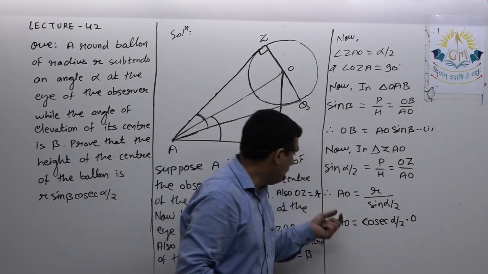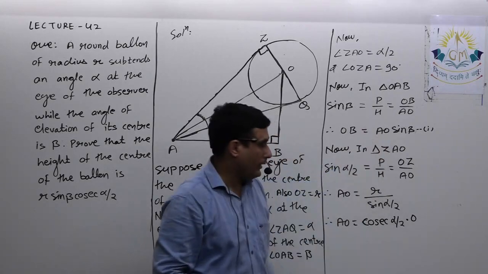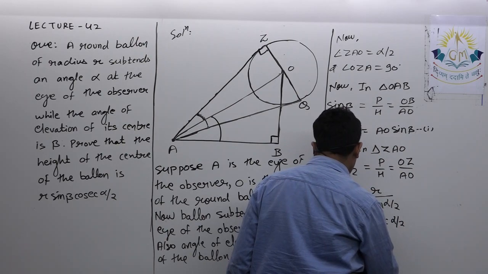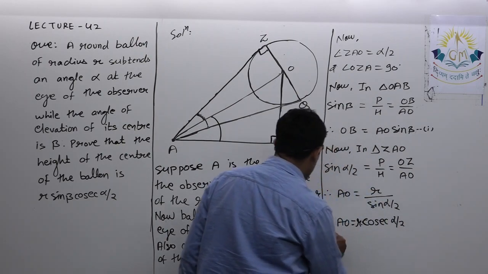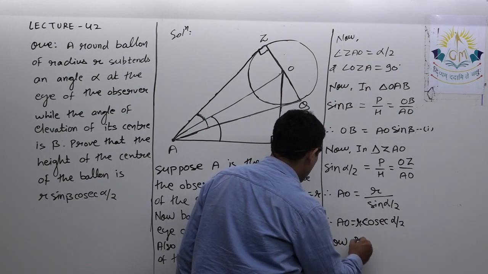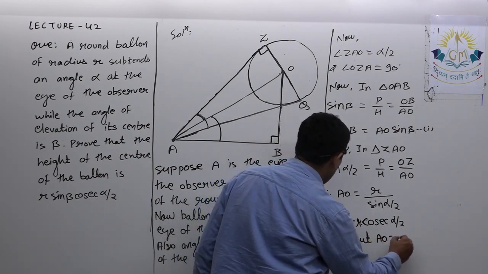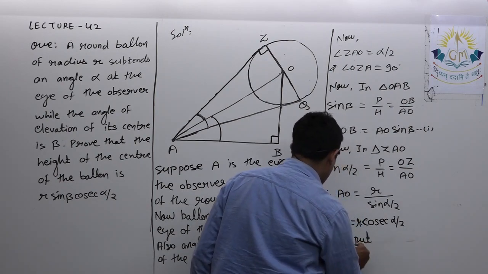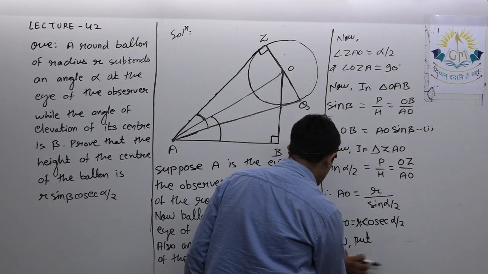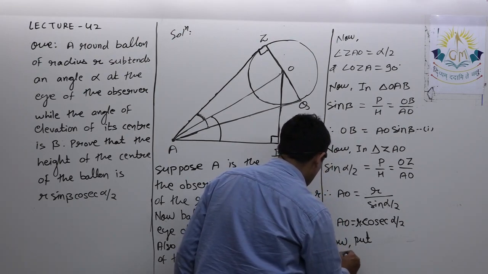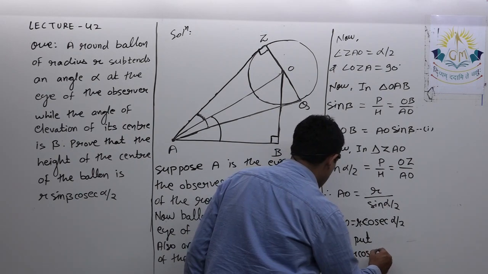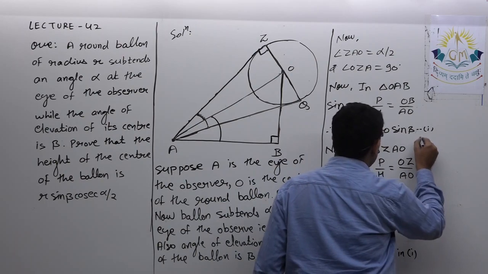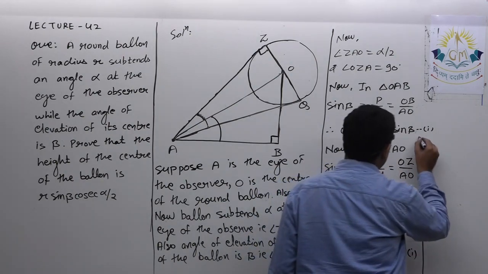Now simply what you have to do, you have to put this value of OA over here. So here I am writing AO is equal to R cosec alpha by 2. Now put AO equal to R cosec alpha by 2 in first. Okay, so let us see, here we'll get our answer.